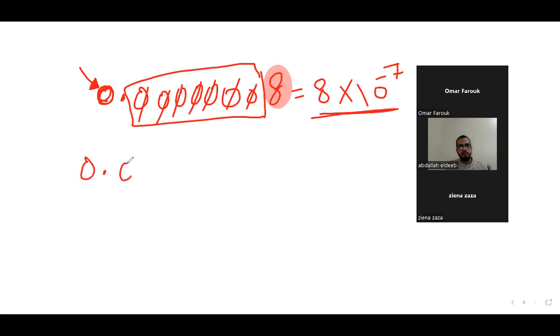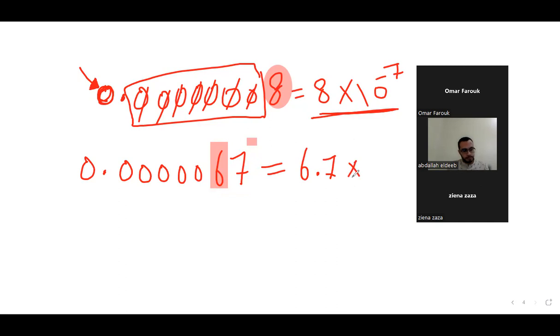Here, Zena? It's 6.7. Can I make it 67? No. So it must be 6.7 times 10 to the power of -8. No, one minute, -7.